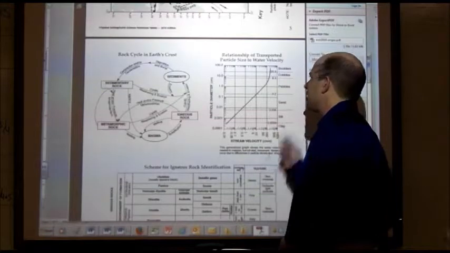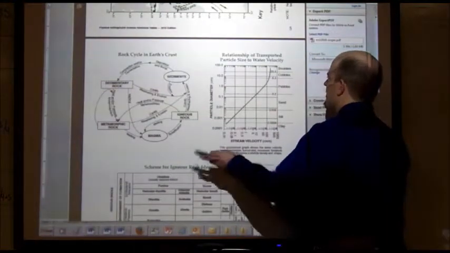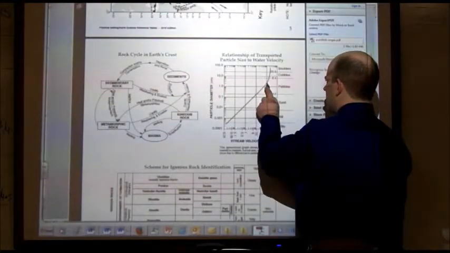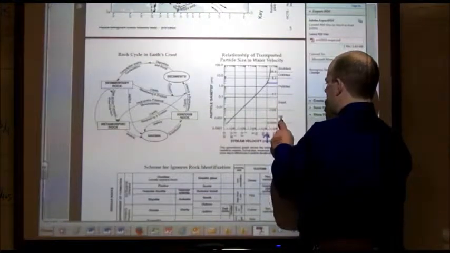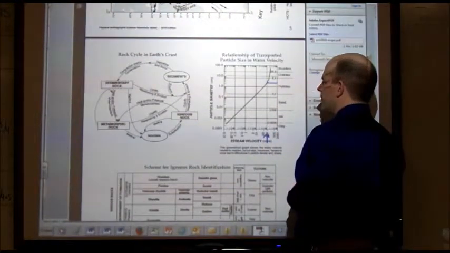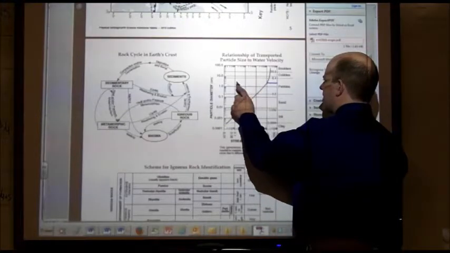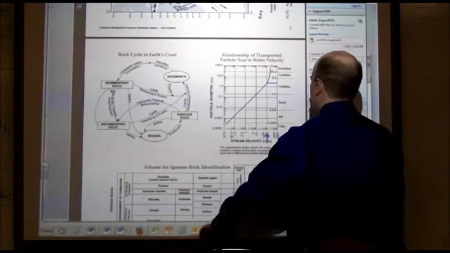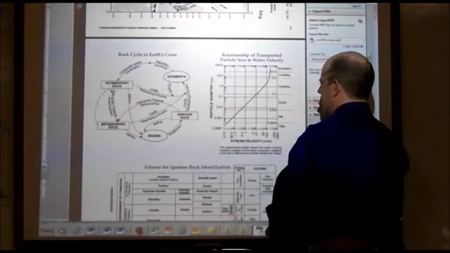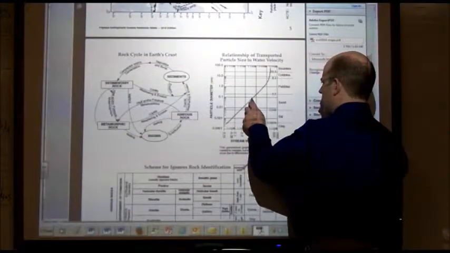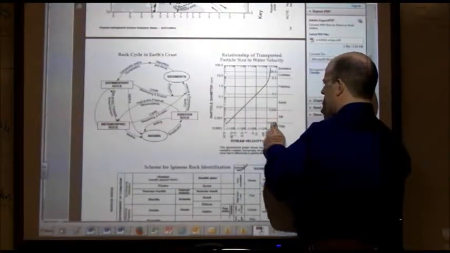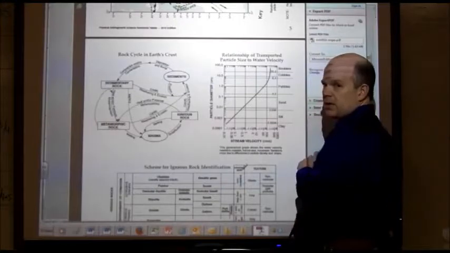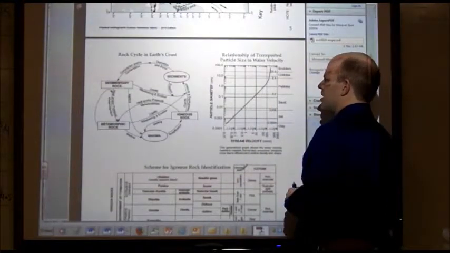Particle size, transportation. Okay, so it's 100 centimeters per second. 100 centimeters per second is right here. So I'm going to go up, I'm going to come over, and I find that pebbles, sand, silt, and clay can all be transported by the river. Okay? What's the exact size? The exact size would be about 3 centimeters in diameter. Let's talk about what happens if the stream is flowing at 5 centimeters a second. I come up, I go over, I have sand, silt, and clay. What's the approximate maximum size? Just smaller than 0.1 centimeters in diameter. So that's the material that can be transported in the river.